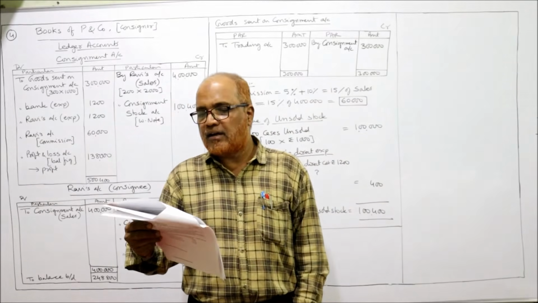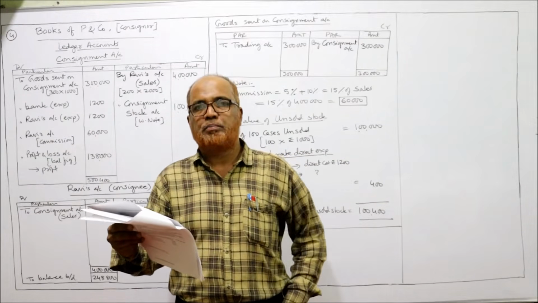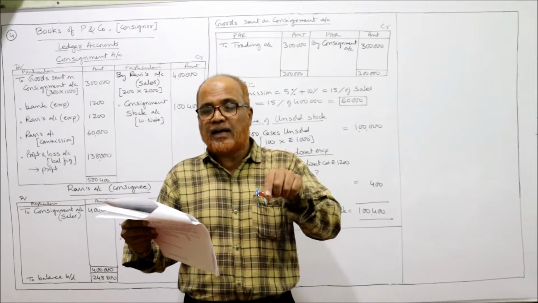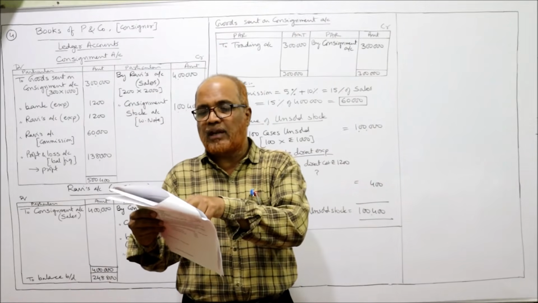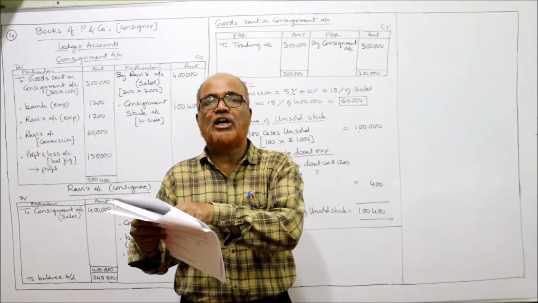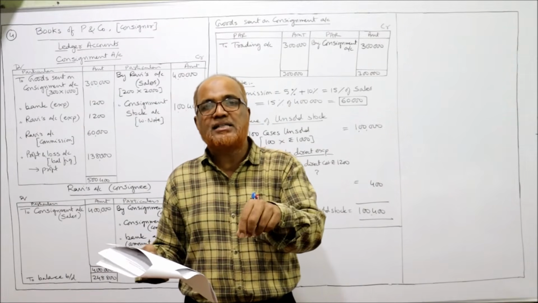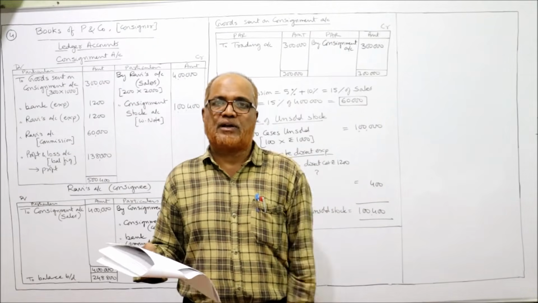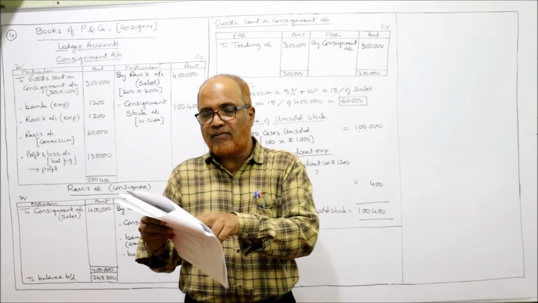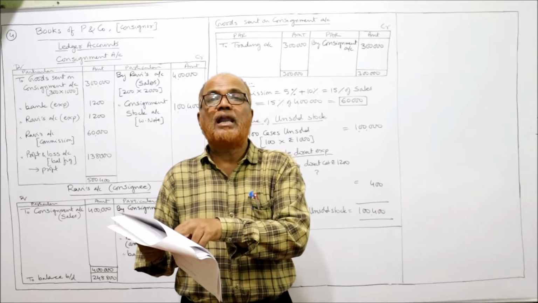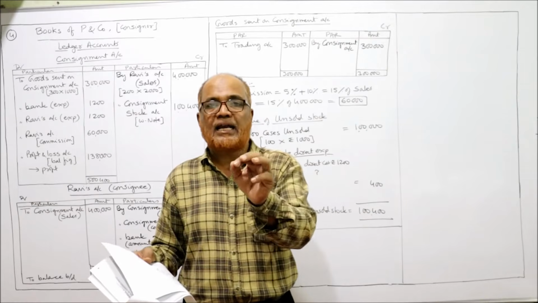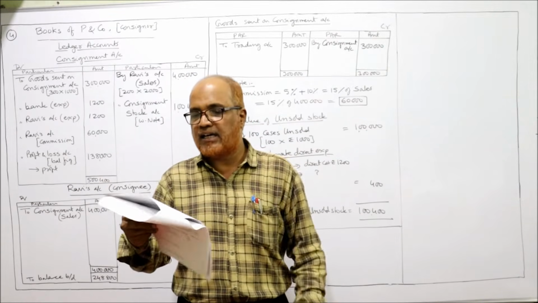P and Company incurred the following expenses on consignment. P and Company means consignor. The consignor incurred 750 rupees on railway freight and 450 rupees on insurance. All the expenditure incurred by the consignor is direct expenditure. So 750 plus 450, 1200 rupees is the total direct expenditure incurred by the consignor.